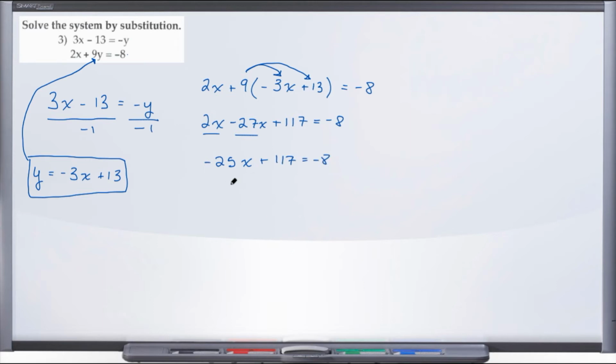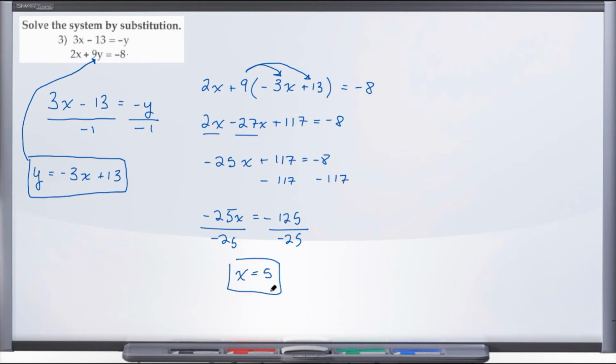And now since we're solving for x, let's go ahead and move this 117 over, and we'll subtract it from both sides. And so now we're left with -25x equals, well, -8 minus 117 gives us a -125. And solving for x, we'll divide by -25 on both sides. And that's going to leave us with x equals positive 5.